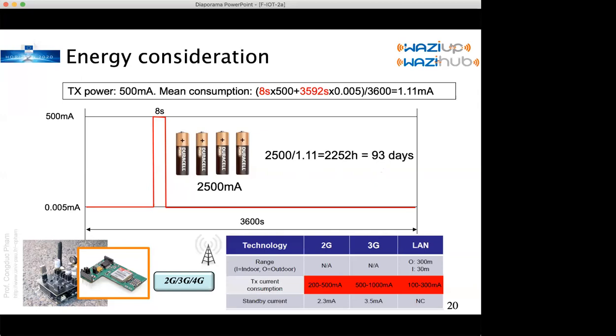And obviously here you can see that 93 days is not enough. 93 days is about 3 months. If you're going to tell one of your customers that he has to change the battery every 3 months, it's not going to be tractable for him. You have to target at least 2, 3, or 5 years of operation to be able to attract customers in deploying Internet of Things. So as you can see here, it's really a matter of how much energy you can spend in transmitting your data.